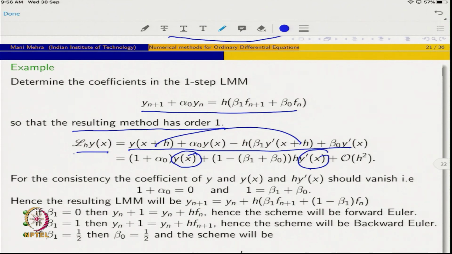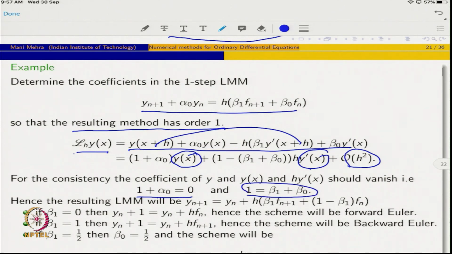So, here I have skipped a few steps which you can do very easily just by writing a Taylor series and recollecting the terms. So, for the consistency the coefficient of y and y dash should vanish, that is what we have already seen, because if it is consistent at least order of h square should be there, and in fact in this case we have said the resulting method has order 1. So, like truncation error determines the order of the method, similarly consistency determines the order, because consistency is just the alternate way of looking at the truncation error. 1 plus alpha naught is equal to 0 and this is the second condition we are getting.